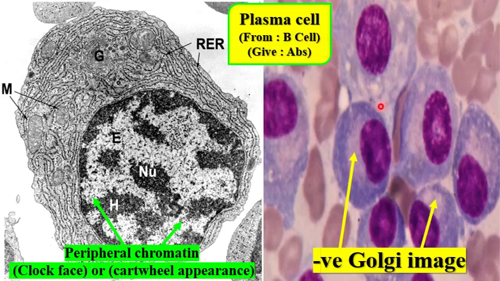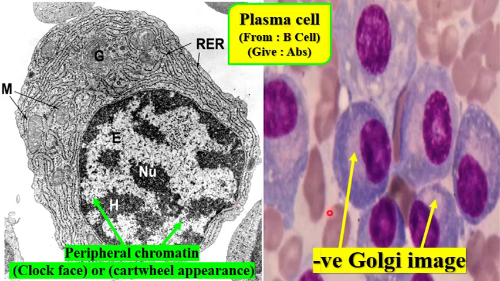By light microscope, plasma cell appears with its most special character, which is negative Golgi image. Negative Golgi image is a pale area around the nucleus, a supranuclear pale area. This is called negative Golgi image. It's the most characteristic feature for light microscope of plasma cell.